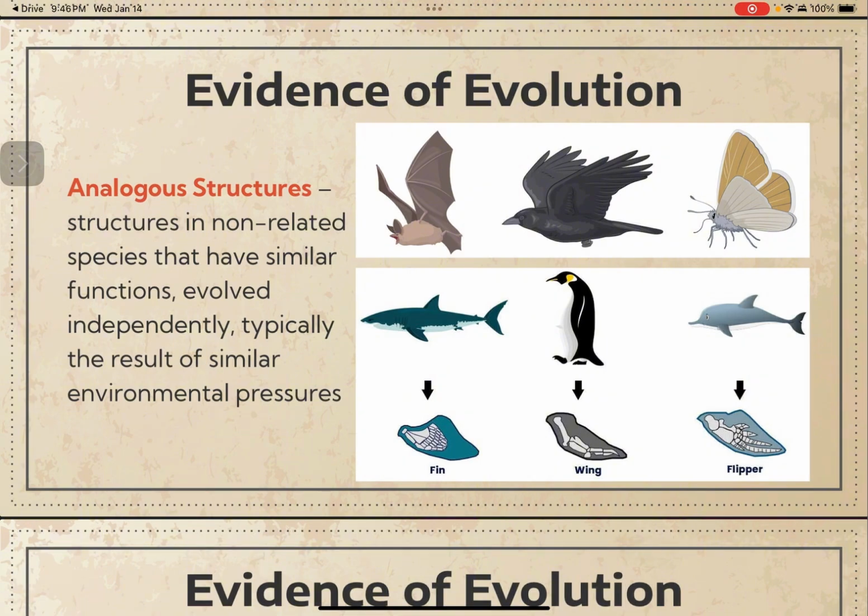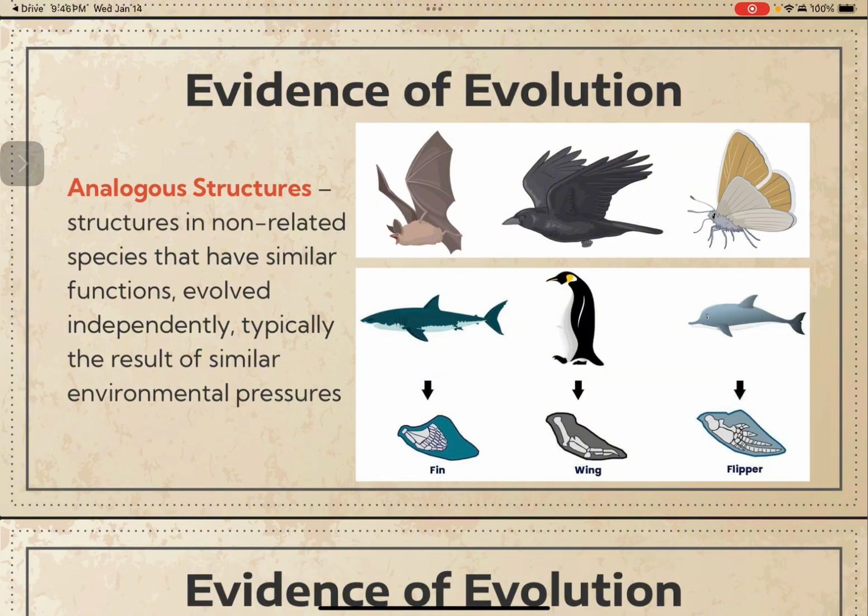And then we have the opposite, analogous structures. These are structures that are not related. They do not have a common ancestor. These are structures in non-related species that have similar functions, but they evolved independently, typically as a result of similar environmental pressures. Looking to the right-hand side, we have a bat, a bird, and an insect. They all have wings, but they're not related. However, their conditions require them to fly, so they have that environmental pressure of the need for flight.